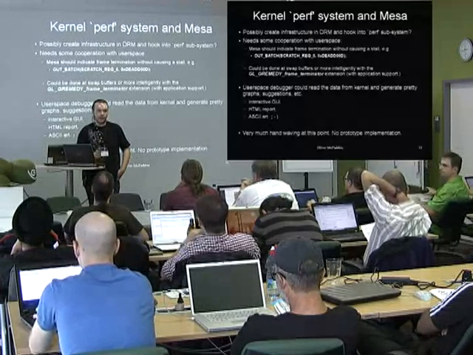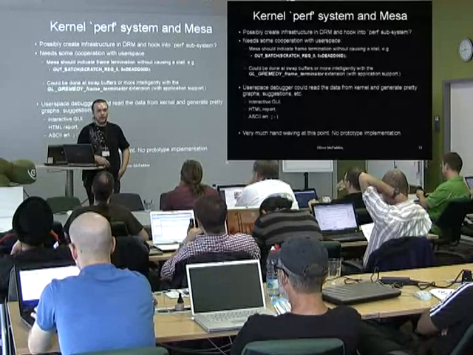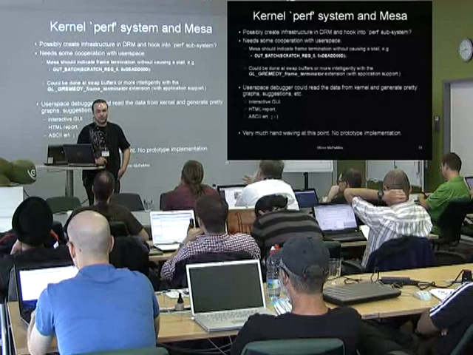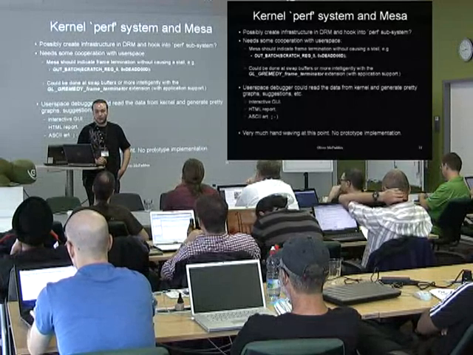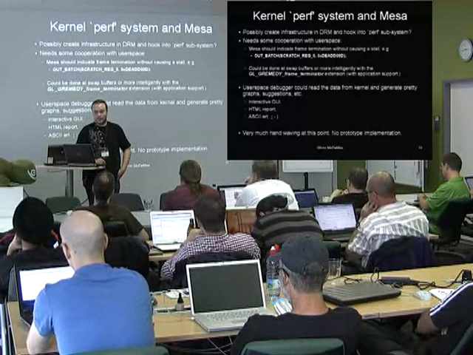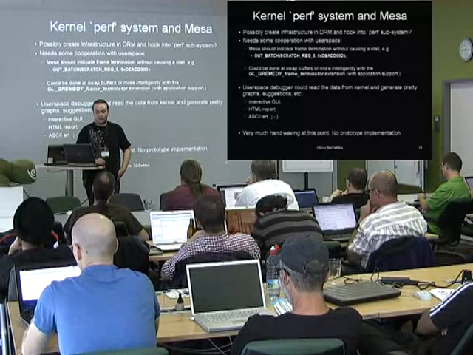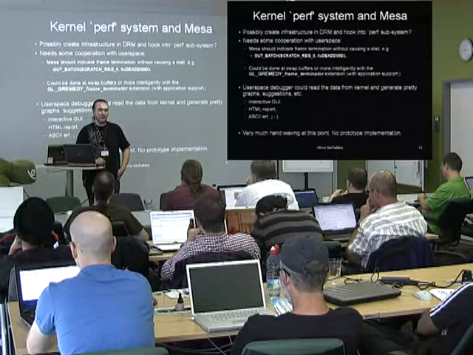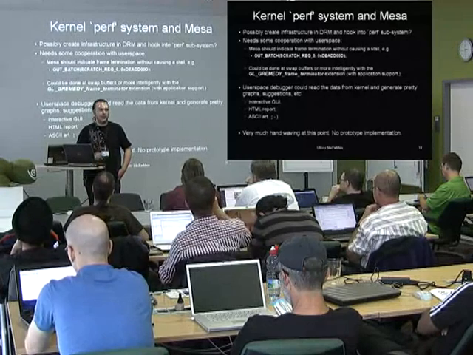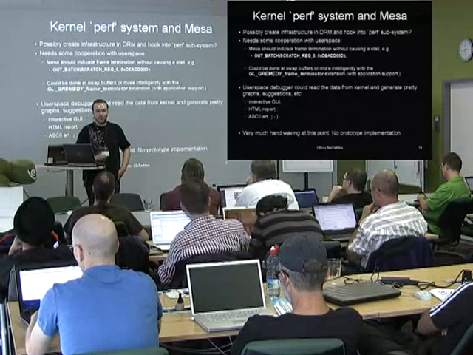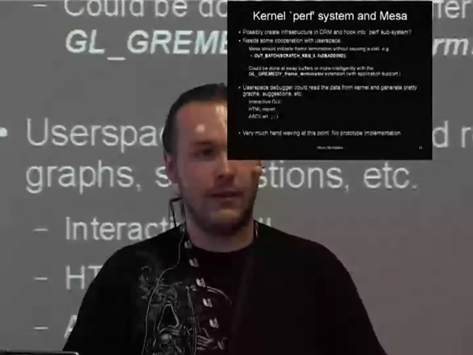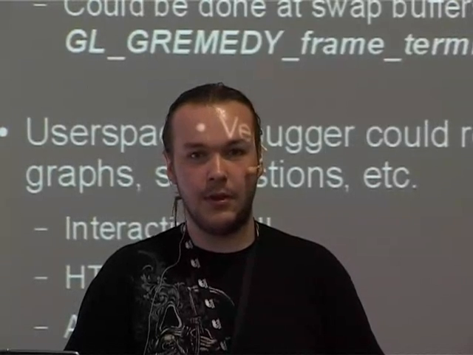Then a user space debugger, so a separate process, can then read from the perf system and the kernel all of the data that it wants to, and display that as some interactive GUI, so for example the gremedy solution there, or generate some HTML report or ASCII art if you're really into the Intel GPU top thing. And this is very much like hand waving at this point. I have no prototype implementation, no code, nothing. I'm just hoping to get the idea out there that this is something that we should have and something that is important.